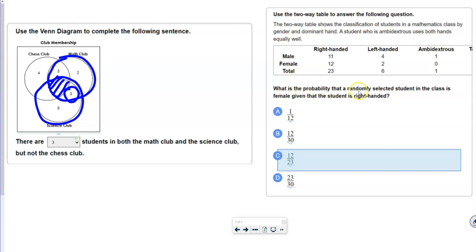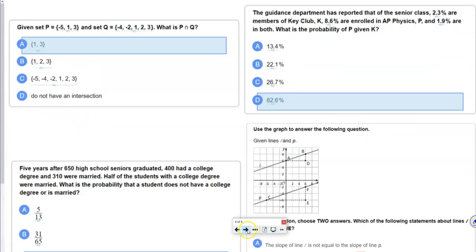So it says, what is the probability that a randomly selected student in class is female, given that the student is right-handed? So what we want is our right-handed total, right? That's going to be our denominator because that's our given part. So remember, I always put the given on the bottom. And then we want to know how many of those were females, right? So that's our 12. Okay, so it's 12 over 23. And that does not simplify, so that is the answer.